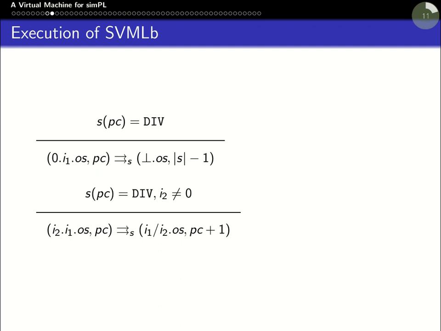Here, if the current instruction is div, this is the first rule. Remember, whatever is above the line is a premise. If the current instruction is div, and my operands are 0 and some I1, so the first operand is 0, then the next state of the machine is bottom, and whatever else was in the stack is preserved.